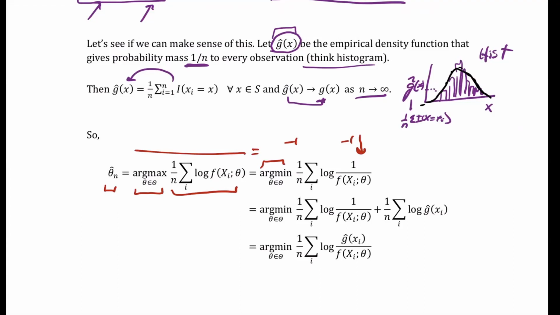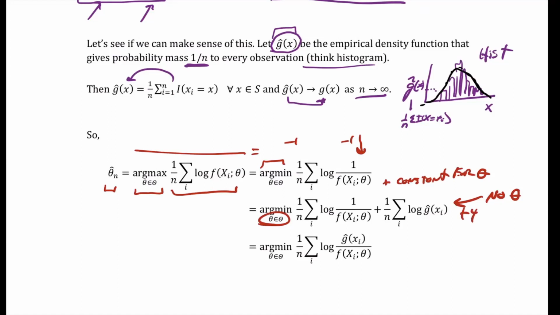So I'm minimizing this thing. And then I'm going to add on a constant. And it's a constant for theta, because don't forget, I'm minimizing with respect to theta. There is no theta here. So I can just add on what I want.